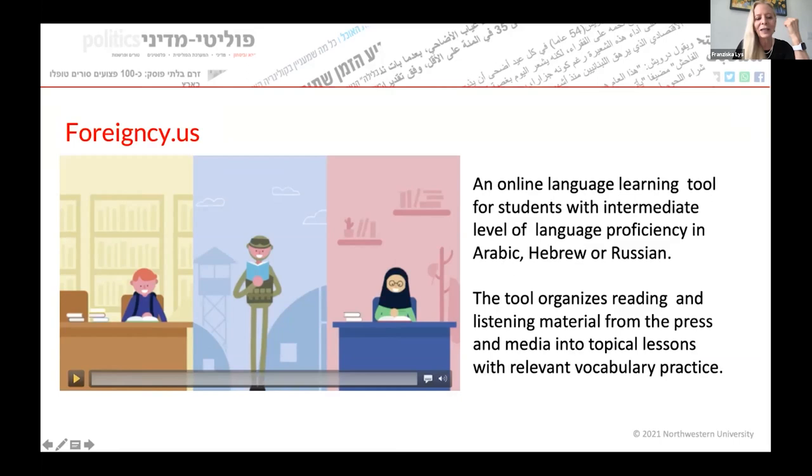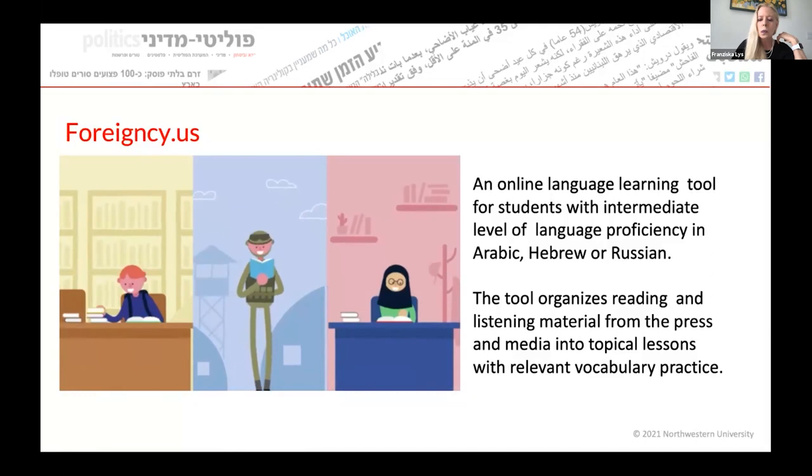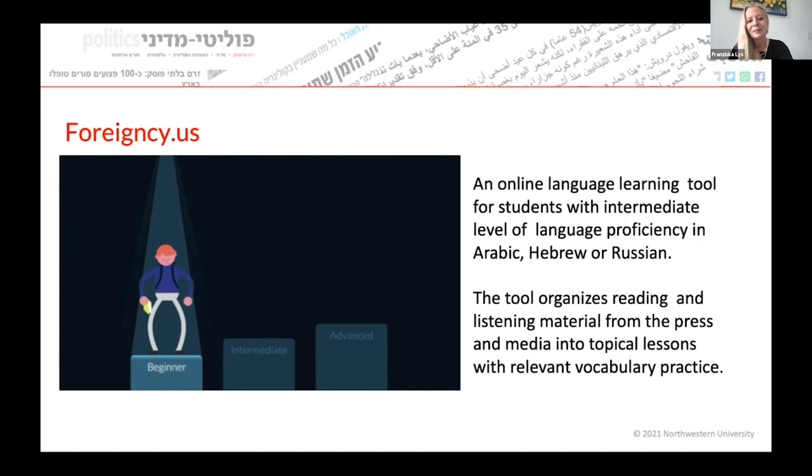So you're passionate about language learning, but frustrated by the lack of resources at intermediate to advanced levels, making it difficult to maintain or advance your proficiency.